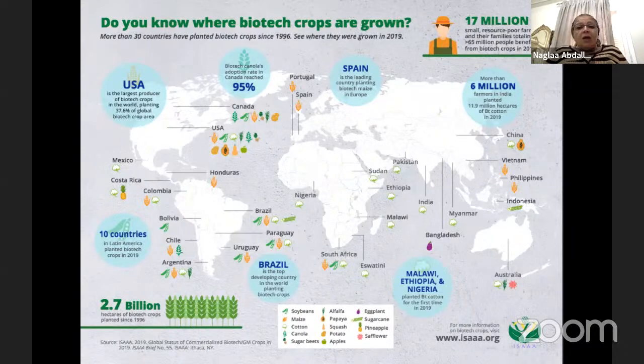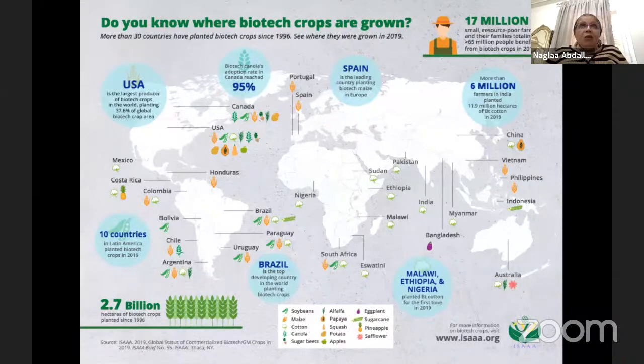So how do you know where biotechnology crops are cultivated? Most of the cultivation of transgenic plants is in the United States and Canada, and we have 10 countries in South or Latin America. We have about 8 countries in Asia. We have 6 countries in Africa and only 2 countries in Europe, because Europe is anti-GM, of course.